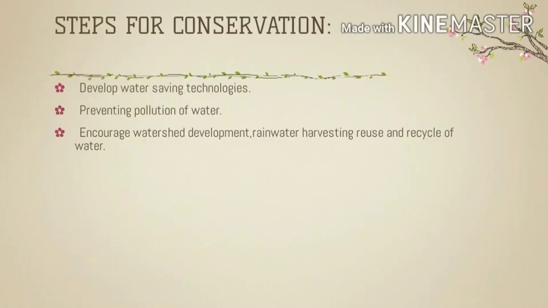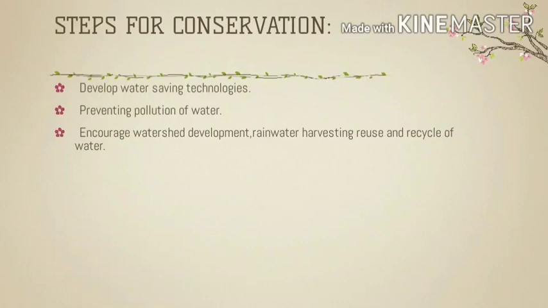We not only need to take quick steps, but we also have to make proper policies and laws. Some of the laws made by the government of India are the Water Prevention and Control of Pollution Act 1974, the Environment Protection Act 1986, and the Water Cess Act of 1977. These are the various acts, laws and policies that have been framed by the government in order to protect or conserve water. Steps for conservation. The last point, it's written, reuse and recycle of the water.